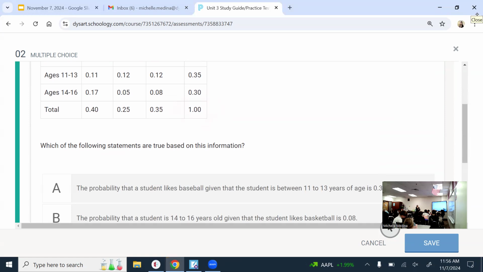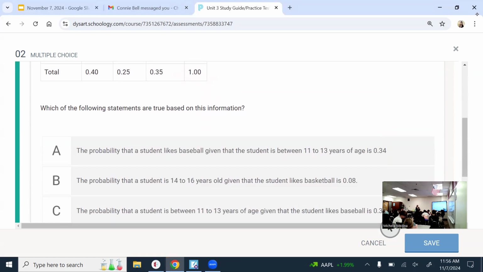But it says, which of the following statements are true based on this information? So the probability that a student likes baseball, given that the student is between 11 to 13 years of age, is 0.34. So in each of these, you're calculating a conditional relative frequency. So maybe it's not by the total that were surveyed. It didn't say out of the people that were surveyed, how many are this and this. It said, given that. Whenever it has phrases like given that, among those who, out of the people who, whatever follows that is going to be your denominator.